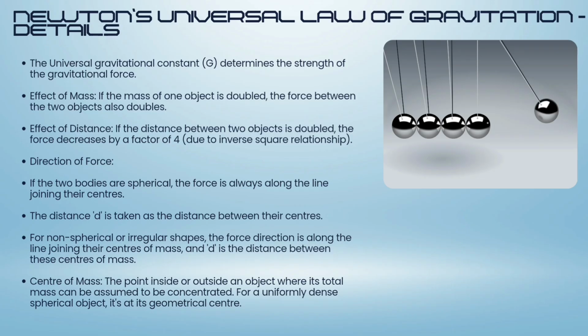Double the mass, and the force doubles. Double the distance, and the force becomes 1/4. Gravity always acts along the line joining the centers or centers of mass of the two bodies. That's why the shape and structure of objects also affect gravitational interactions.